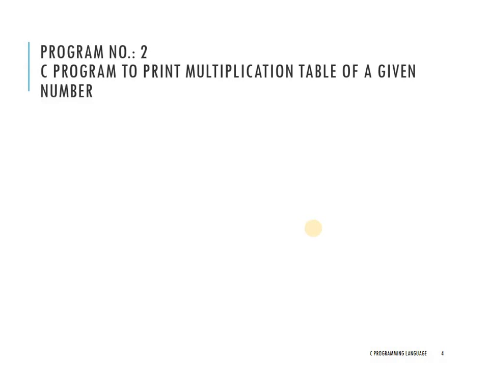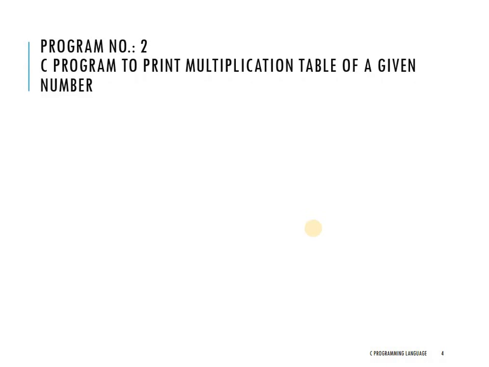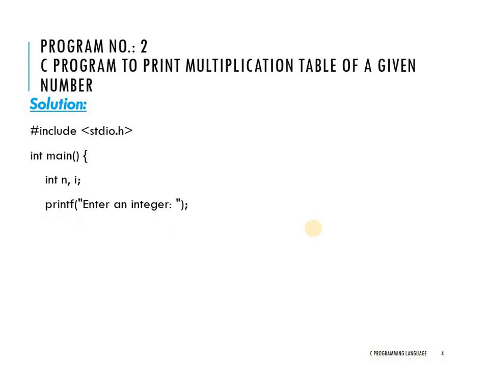And then next we are going to see how we can print the multiplication table of a given number. For that I have used simple logic only. Here I have included header files, and inside the main function I have declared two local variables, n and i. The n is used to get the input from the user, and i is used for the loop. And then I am going to get the input from the user using scanf, %d and ampersand n.